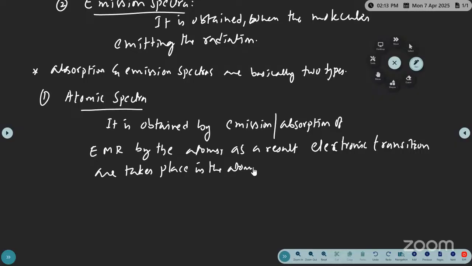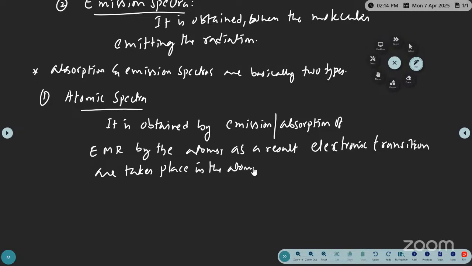So now, you know the difference between a molecule and an atom, right? What are molecules? What are atoms? By the combination of atoms, molecules are formed. Atoms are individual species. Individual species are called atoms. Some atoms combined together form a molecule. So that is the difference between molecule and atom.